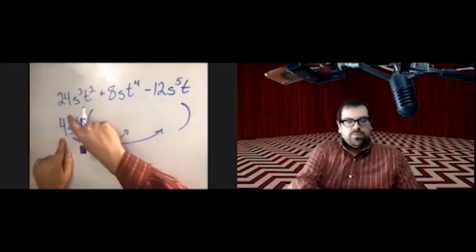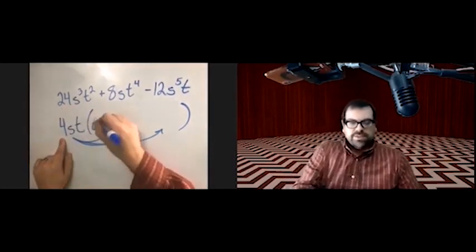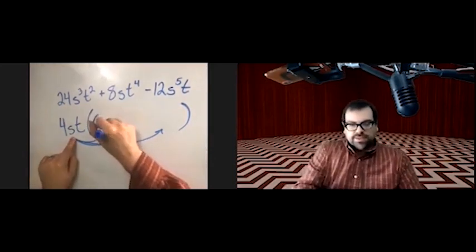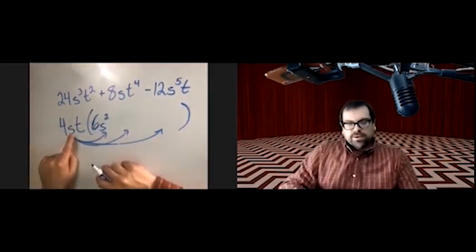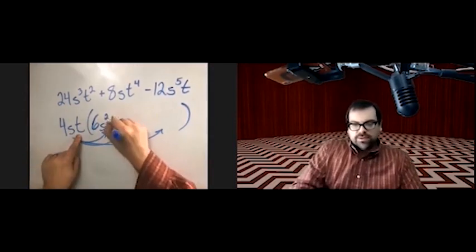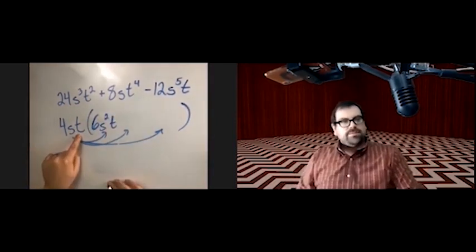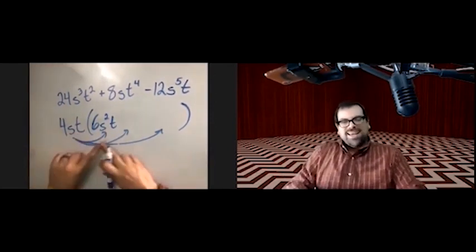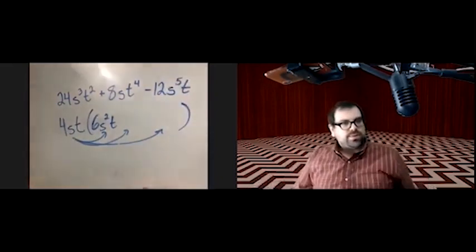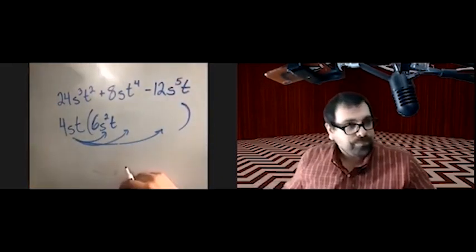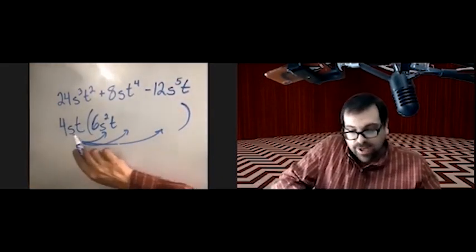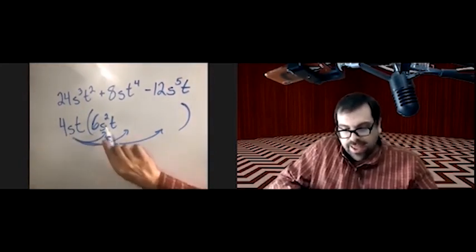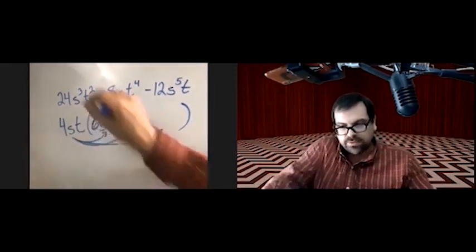4 times what is 24? 4 times 6. S times what is s cubed? S squared. T times what is t squared? T. You can see why it has to be the lowest power shown, because we're going to be multiplying up to get to what we started with. And just check now, 4st times 6s squared t, 24s cubed t squared.